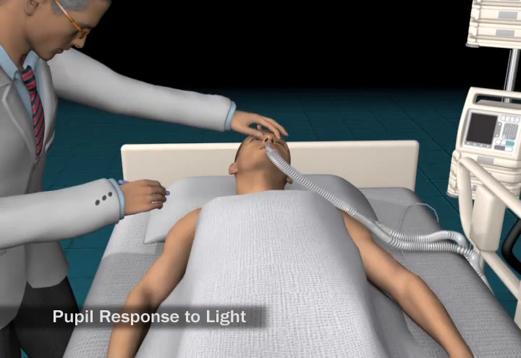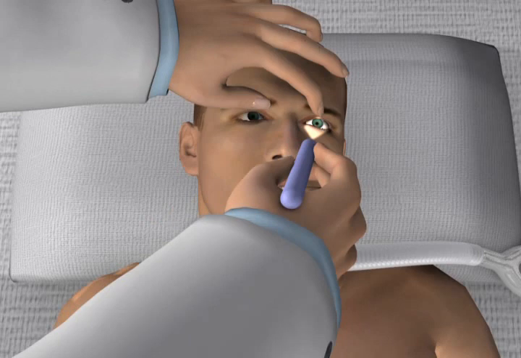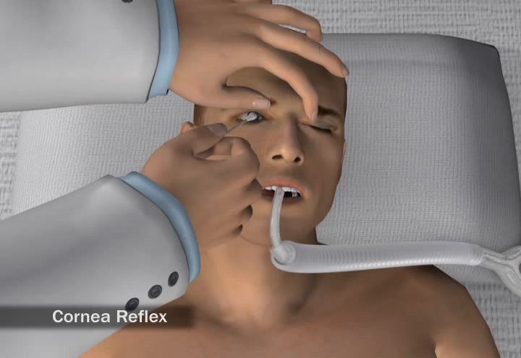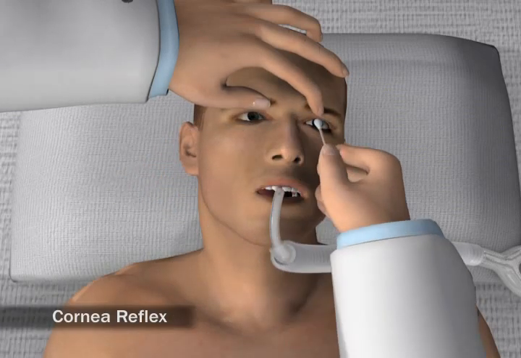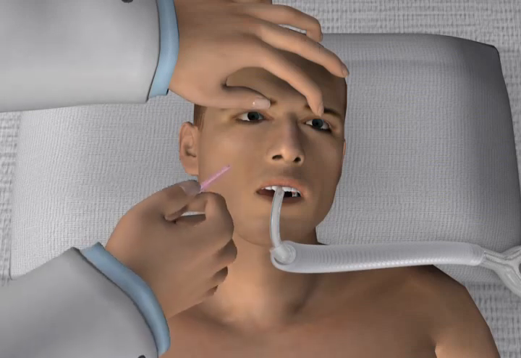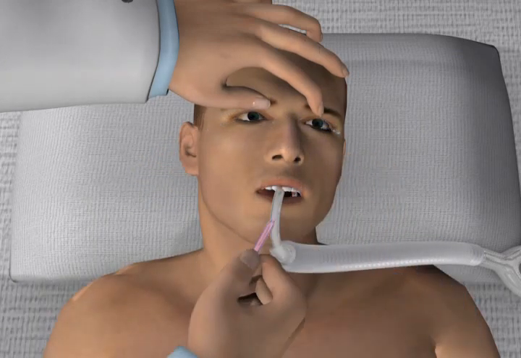Then we examine the pupil response to light on both sides. Response should be absent. Next, we open each of the eyes in turn and touch the corneas with a wisp of cotton to look for a cornea reflex. The cornea reflex, a notable blink of the eye, should be absent. Then we further confirm the lack of a reflex by dripping a few drops of saline solution on the cornea.